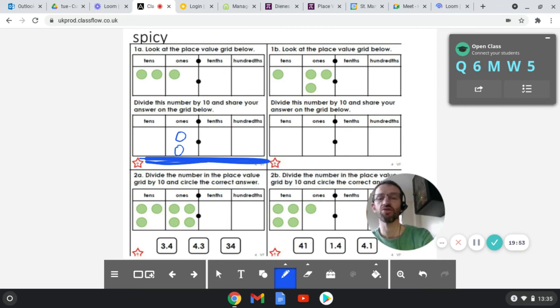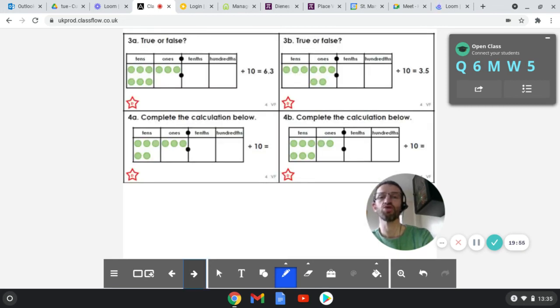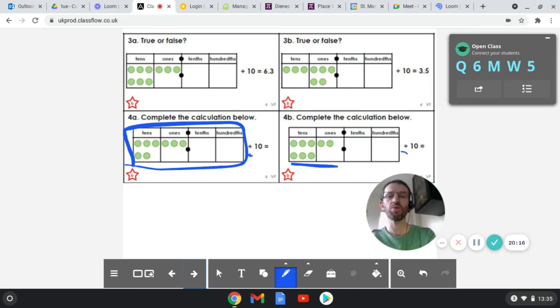You've got a second screen of the spicy work, true or false, and complete the calculation below. It's giving you a number in the picture here, and it's saying if you took that number and you divided it by 10, what would your answer be? That's the spicy work. Well done. Get on with that now.